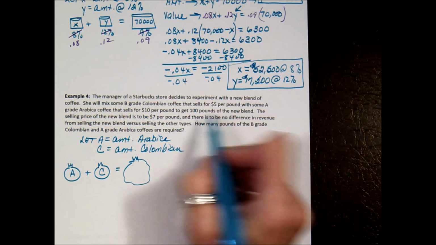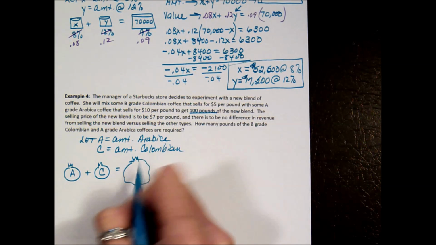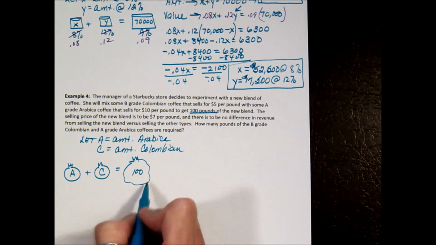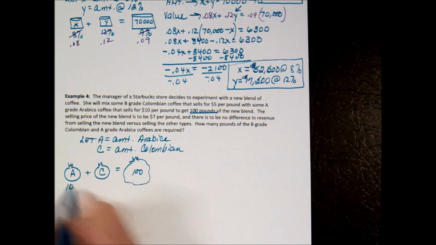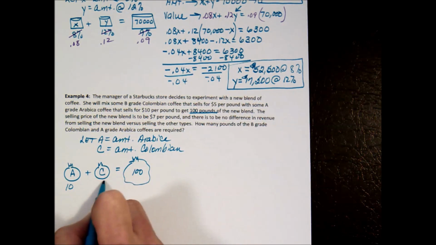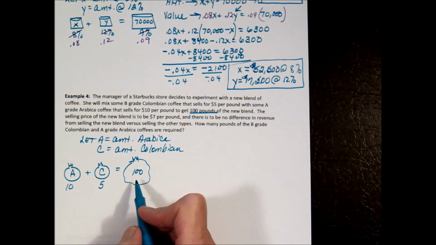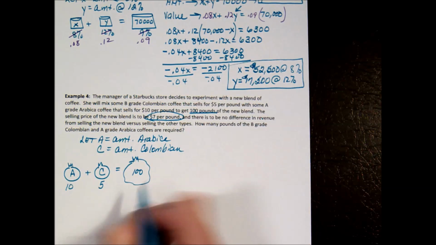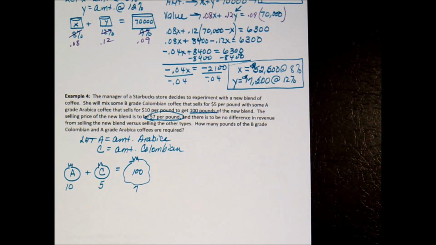And how much? Right there. She's going to get 100 pounds. Now we're going to put the labels on. The Arabica is $10 a pound. The Colombian is $5. And finishing reading, it says that she wants to sell the new stuff for $7 a pound. This is easier than the percentages.